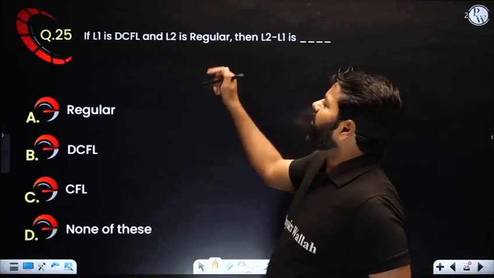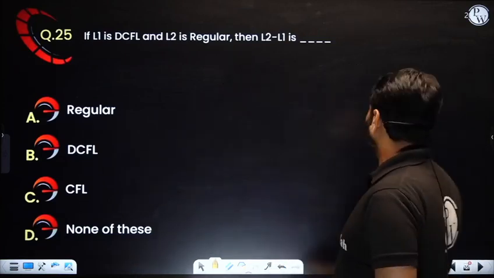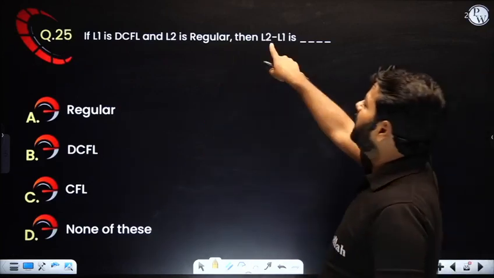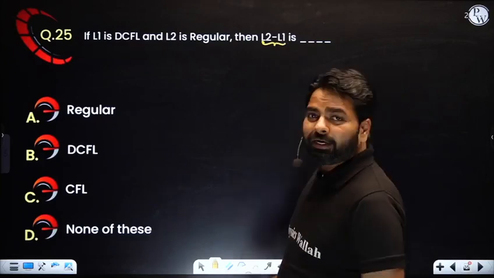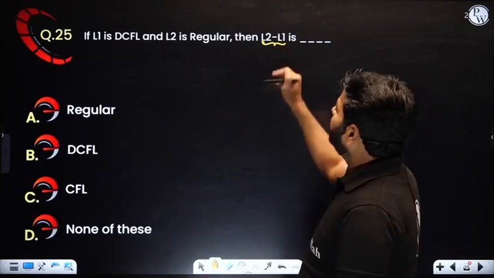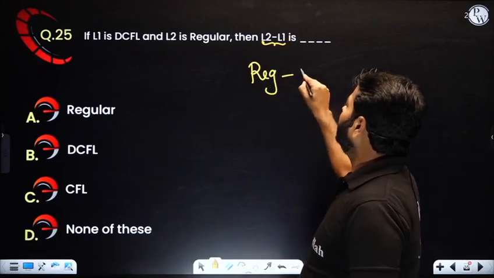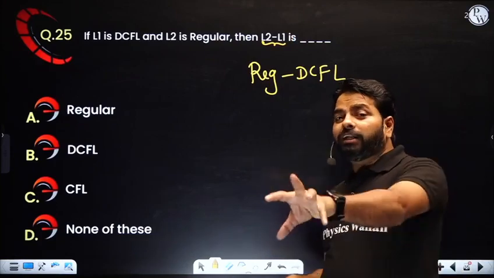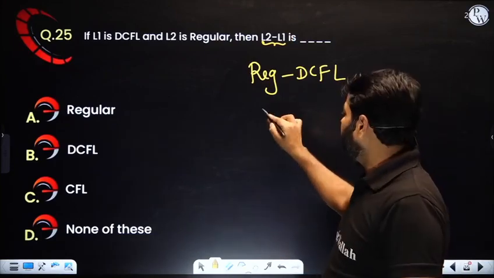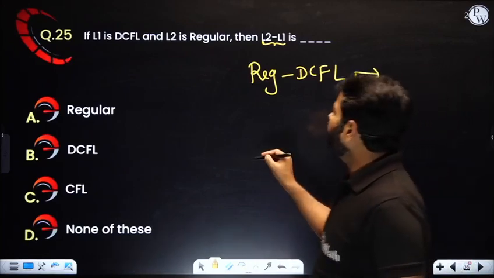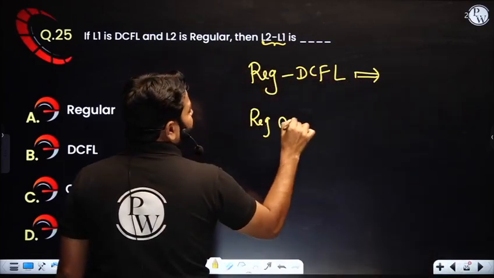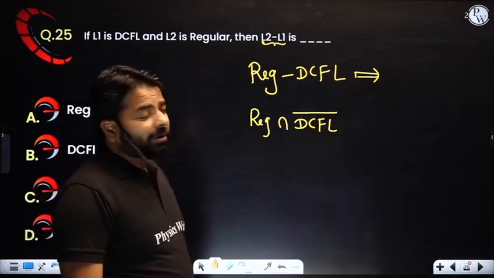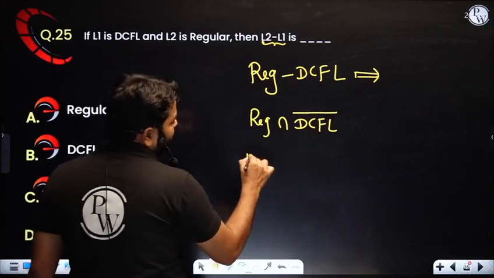Next, regular minus DCFL. Did I do the same? This time it is L2 minus L1. So look at this. You need to read carefully. Previous one was L1 minus L2. See here, regular minus DCFL. What is the difference? Yes, there is a difference. Previously for regular you did the complement, but here you are going to do the DCFL complement. To answer this, what do we do? Regular intersection DCFL complement. But luckily we know the complement of DCFL is always DCFL. So we get the same back.